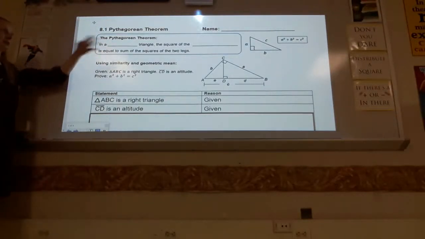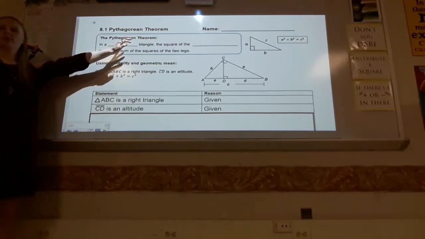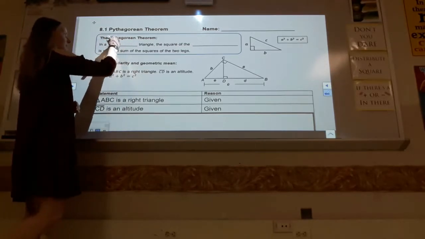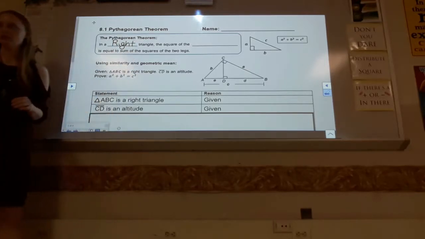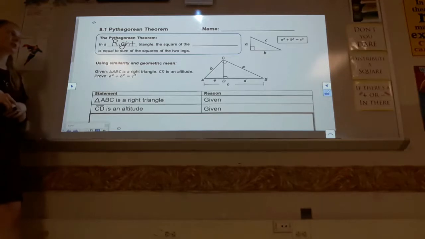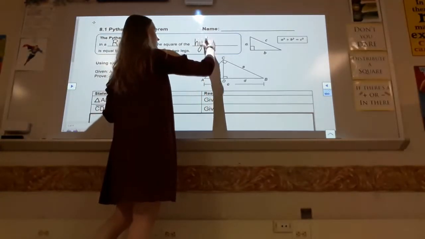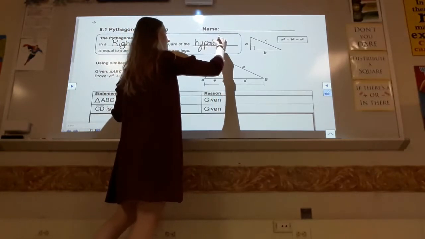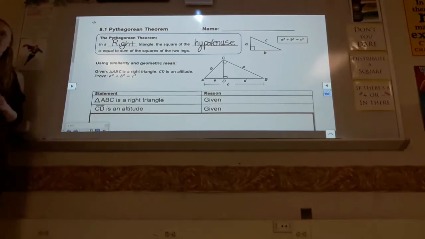But first, can anybody figure out what would go in the blanks here? In a, what kind of triangle? In a right triangle. So the Pythagorean theorem only works in a right triangle. You can't use it for obtuse or acute. So in a right triangle, the square of the hypotenuse is equal to the sum of the squares of the two legs.